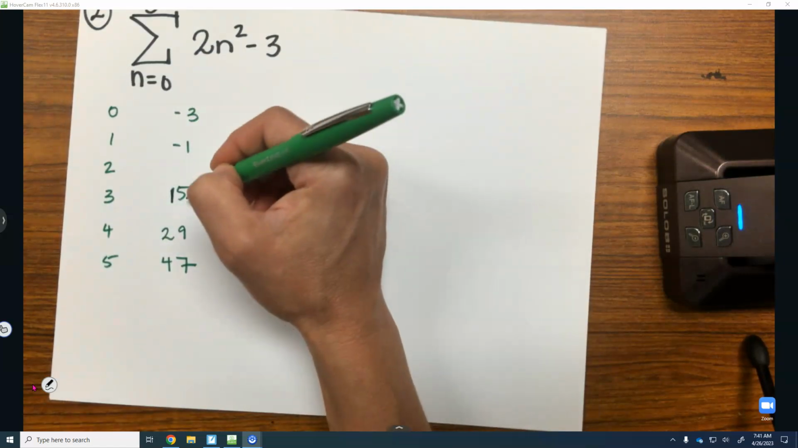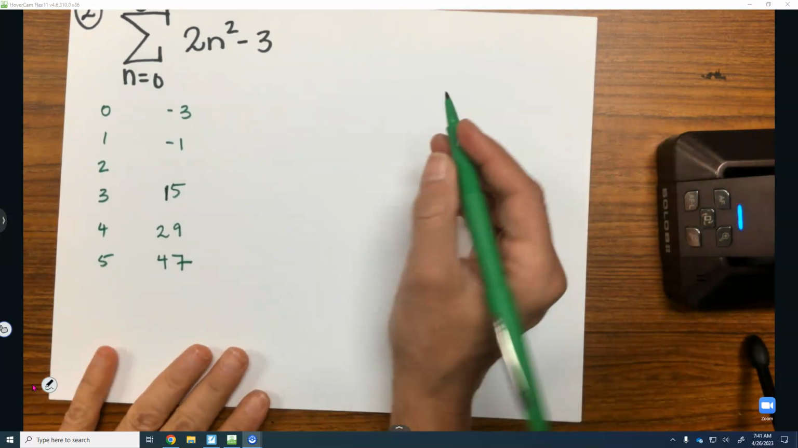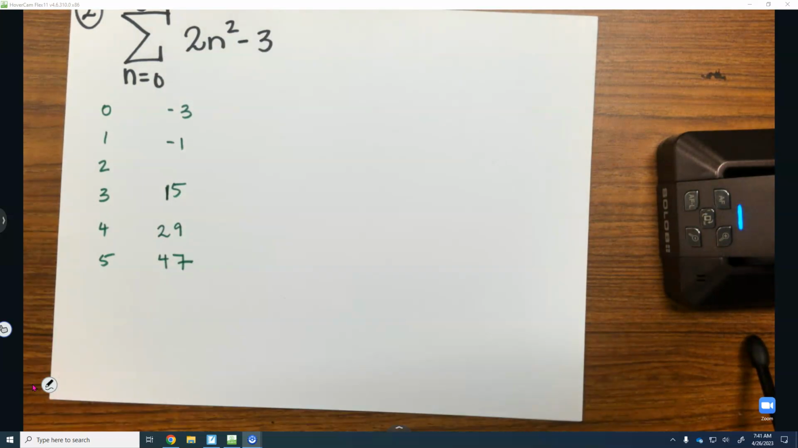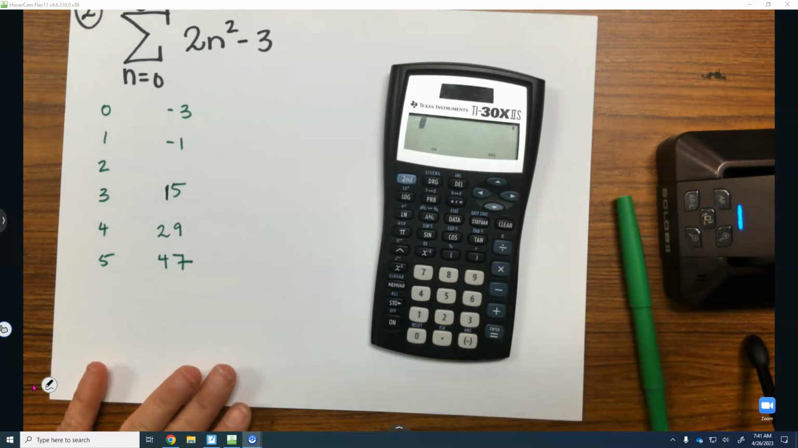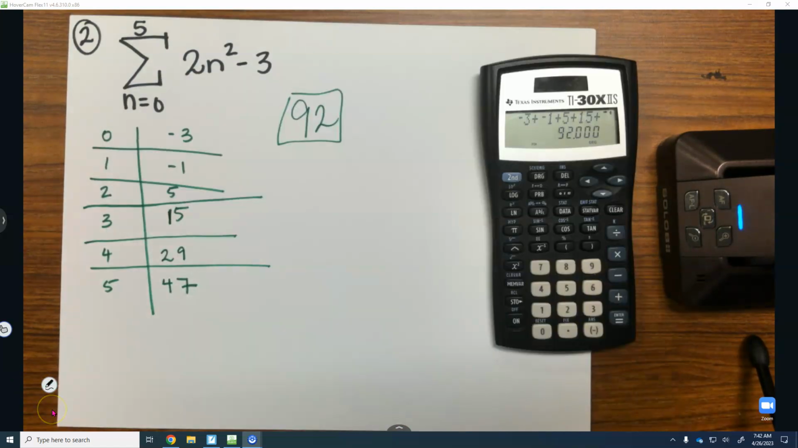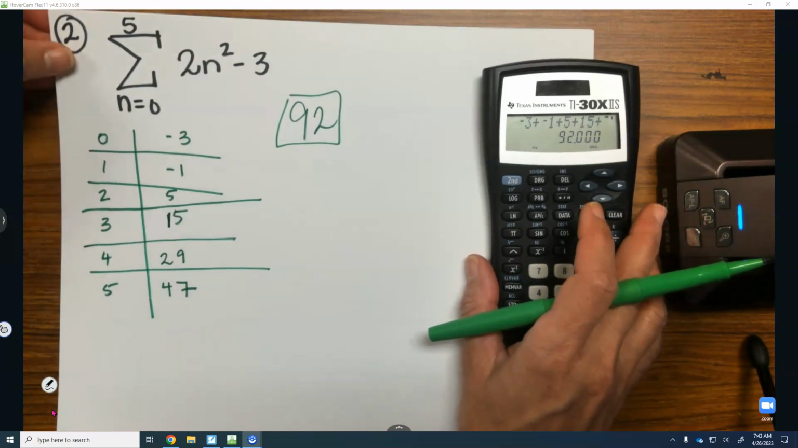So negative 3, negative 1, 15, 29, and 47. We're just going to add these up, guys. And will you please add those up? Make sure we get 92. All right, so when we add up all of those numbers, we get 92. Guys, let's try again.